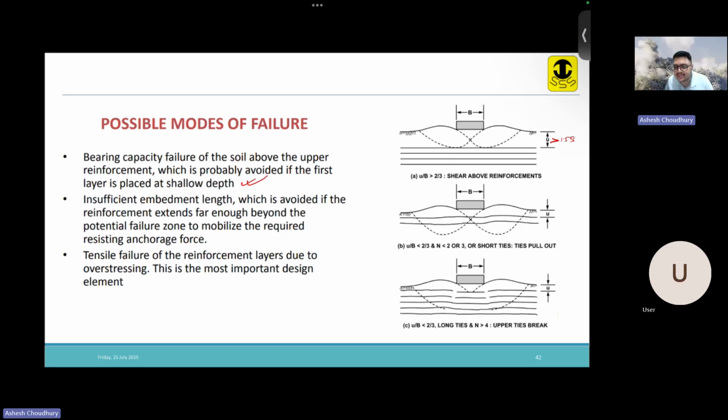Then there are chances that this reinforcement will get pulled out. The reinforcement will get pulled out with the shear surfaces.